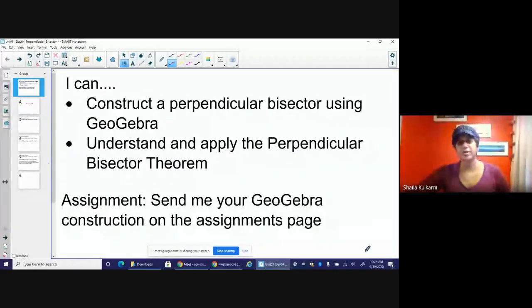Hi guys, today we're going to learn about a perpendicular bisector. We're going to learn how to construct a perpendicular bisector using GeoGebra, which is a web-based program. And then we're also going to understand and apply the perpendicular bisector theorem.